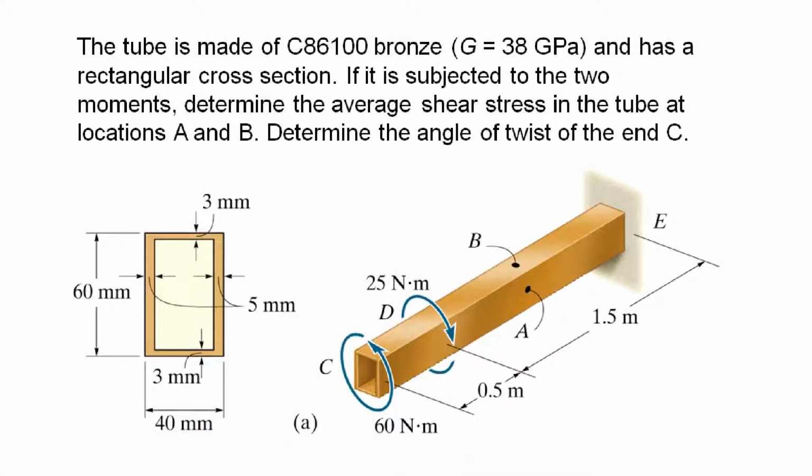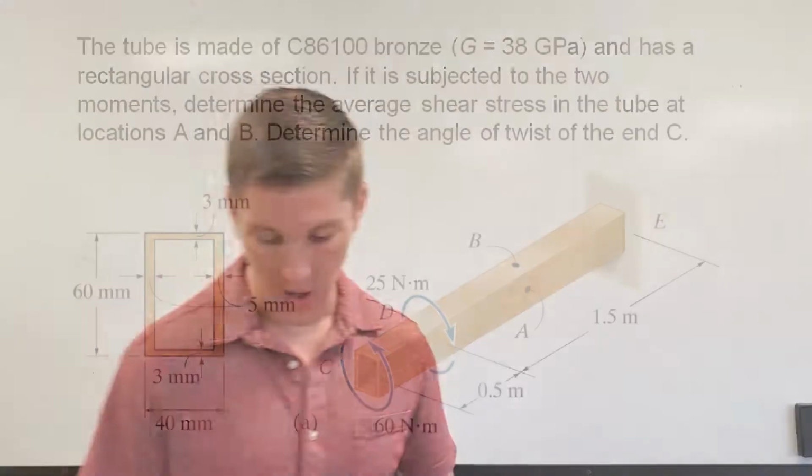So the problem reads, the tube is made of C86-100 bronze, which has a modulus of rigidity of 38 gigapascals and has a rectangular cross-section. And if it's subjected to the two moments, determine the average shear stress in the tube at locations A and B, and determine the angle of twist at the end C. Okay, so let's go ahead and take a look at what the problem is saying.